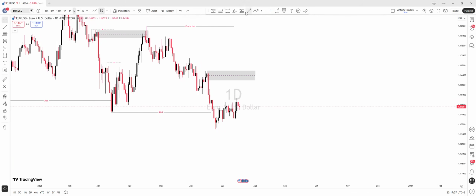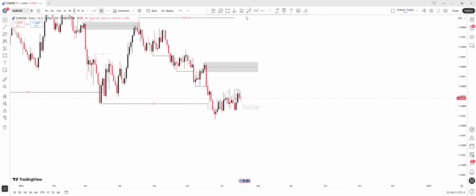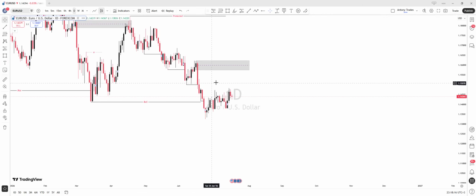Now we start paying attention to the internal structure of this time frame. You can see we have an internal break around that area. We also have an internal break here. We also have an internal break of structure around this area. And last of all, you can see we have this fractal break of structure around that area.